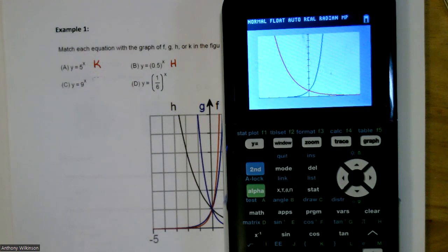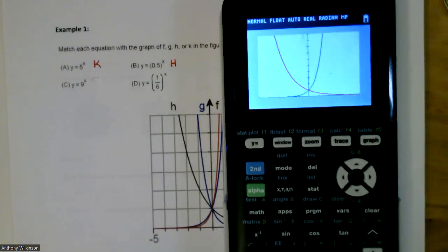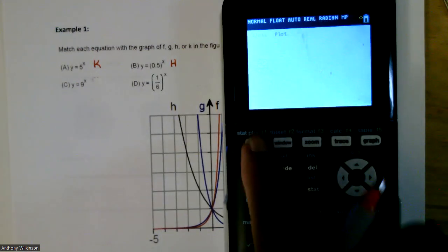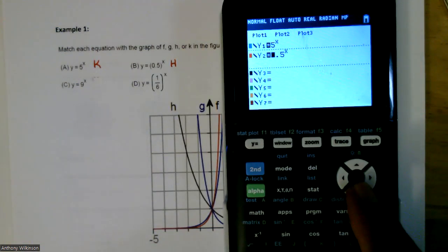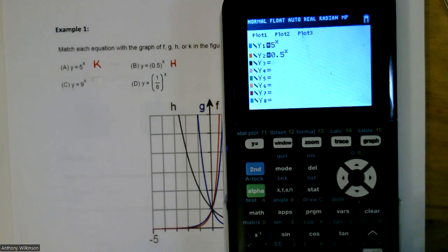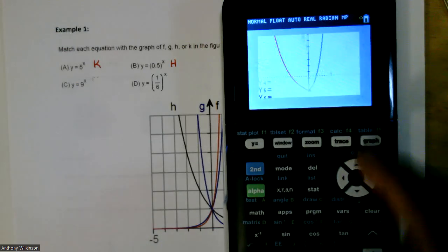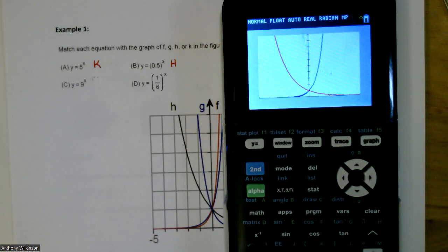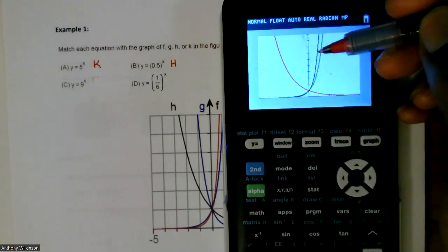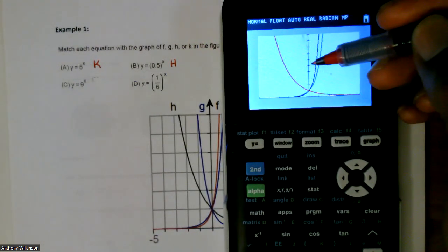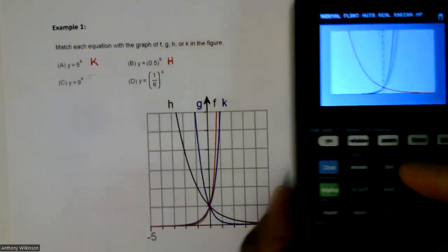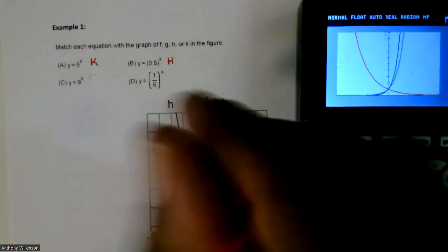And then next, part C would be y is equal to 9 raised to the power of x. So in this case, if I go to y equal to, now I'm going to put this in y3. So it'd be 9, the hat key, and then x, and then press graph. This graph looks like it's coming more inward. So if you compare that to this, it would have to be graph F.